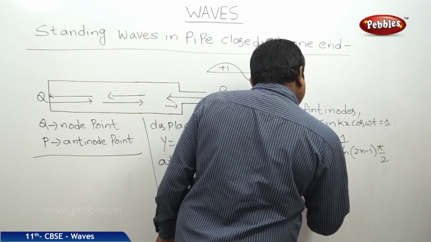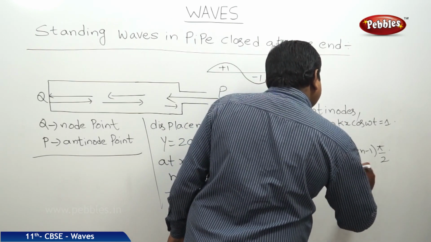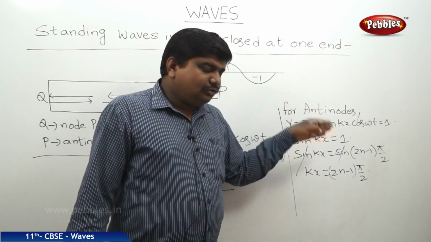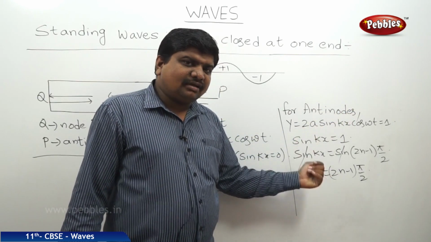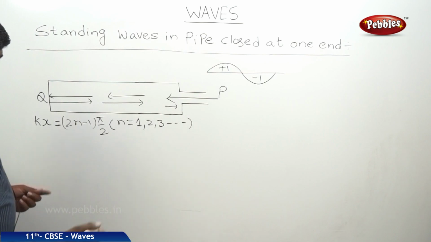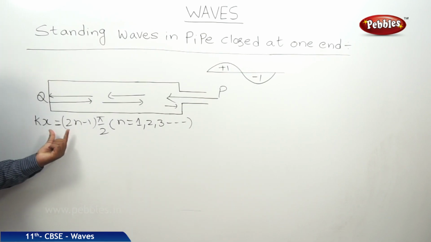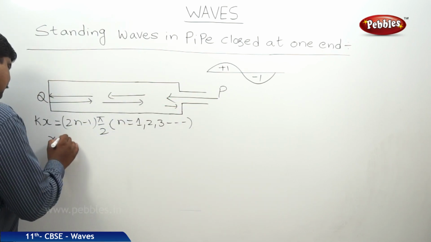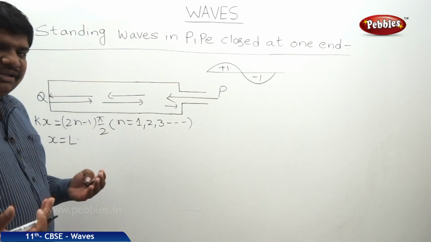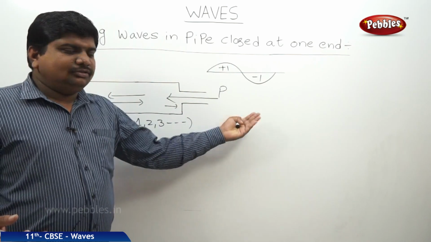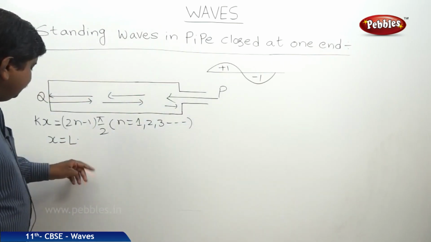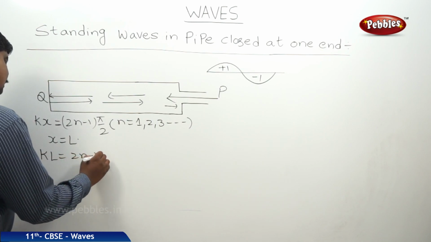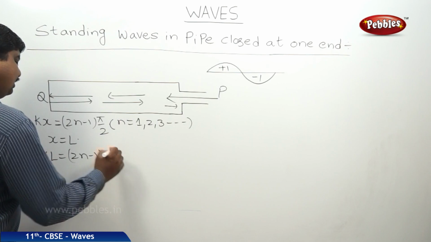Sine gets cancelled. Therefore, kx is equal to (2n minus 1) into pi by 2. Now we should solve these k values and n values to find the number of modes of vibrations and their corresponding frequencies. So we got the final equation kx is equal to (2n minus 1) into pi by 2. If the length of the string is x is equal to L, because the displacement of the wave is along the length of the string, it won't cross the length of the string. That's why we can substitute x is equal to L. Therefore, kL is equal to (2n minus 1) into pi by 2.